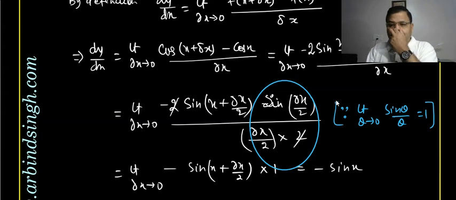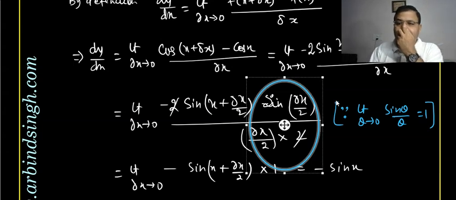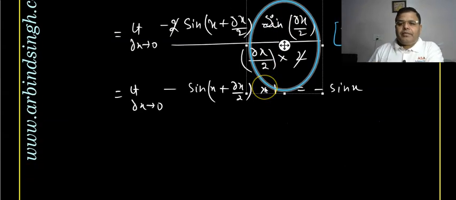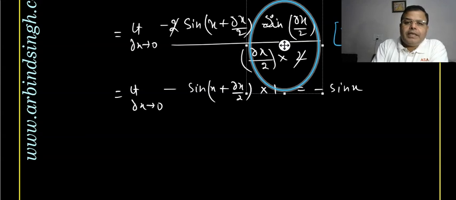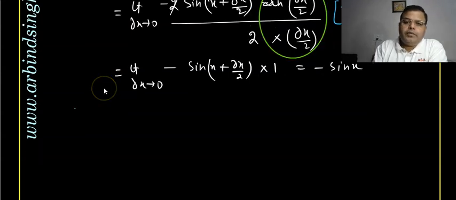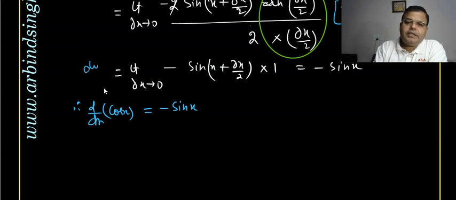Using this, the derivative of cos x is minus sin x. Therefore dy by dx of cos x is minus sin x, because y was nothing else but cos x. So that will be the answer of this question.